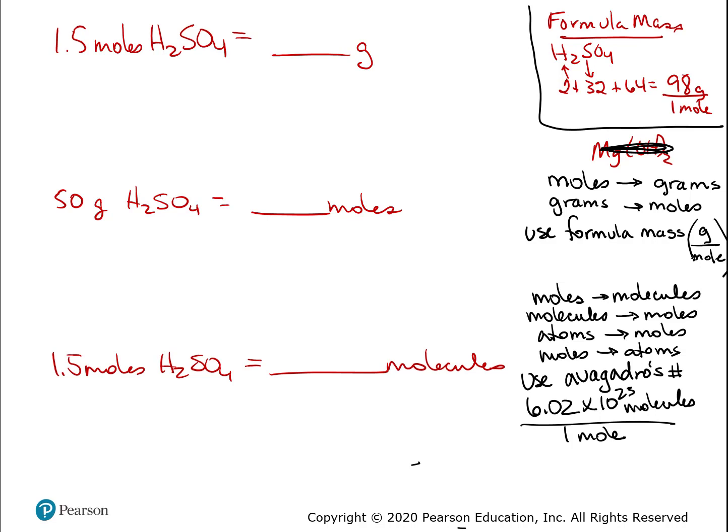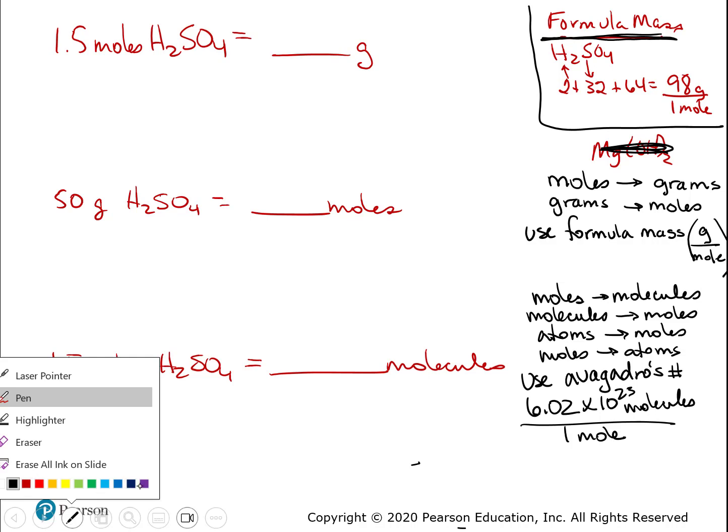So this first one, 1.5 moles of H2SO4 is how many grams? This is like a single unit conversion. I can do this in one step. I don't have to set it up multiple times or anything. I'm just going to use the formula mass, and we actually calculated that back before. Remember, we found there was 98 grams per mole. So it really just depends on where you're starting.